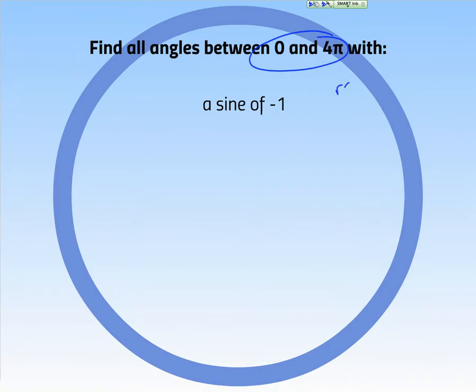So one clue here is that we do want to give our answer in radians because it says 4 pi. What does that even mean, going all the way to 4 pi? This means that you multiply it twice, as in 360 degrees twice, so that's twice around the circle.